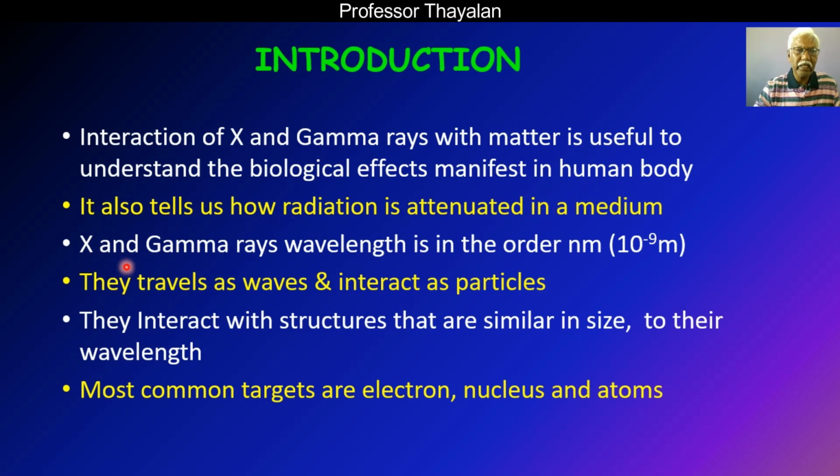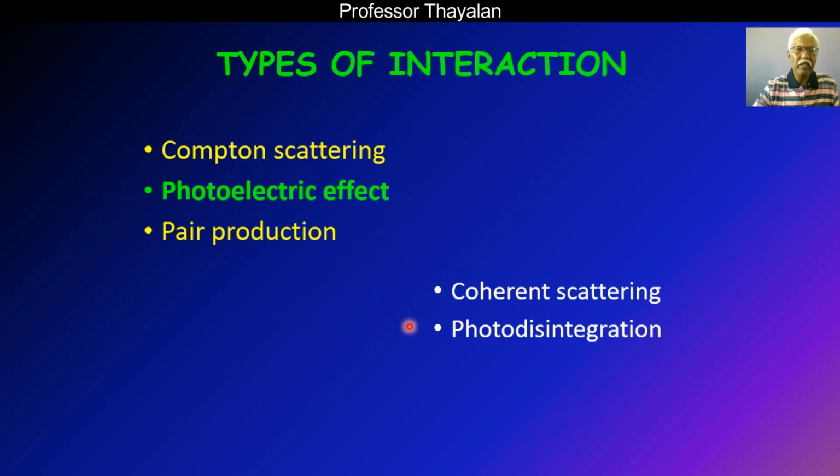In general, X-rays and gamma rays have a wavelength in the order of nanometer. 1 nanometer is 10 power minus 9 meter. They travel in the medium as wave and interact as particles. They preferably interact with the structures that are similar in size to their wavelength. That means any structure having a nanometer dimension will have more probability of X-ray interactions. Therefore, the most common targets are electron, nucleus and atoms.